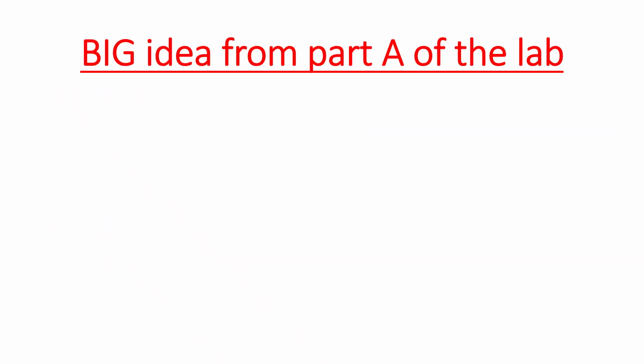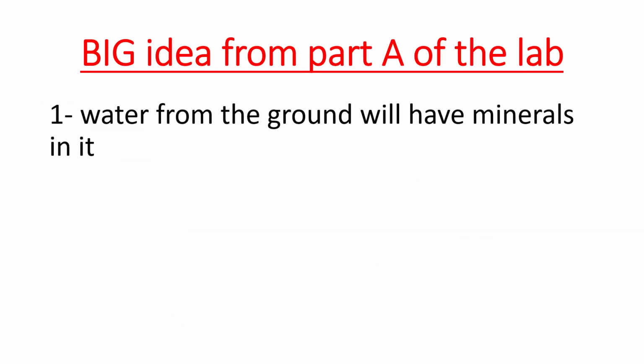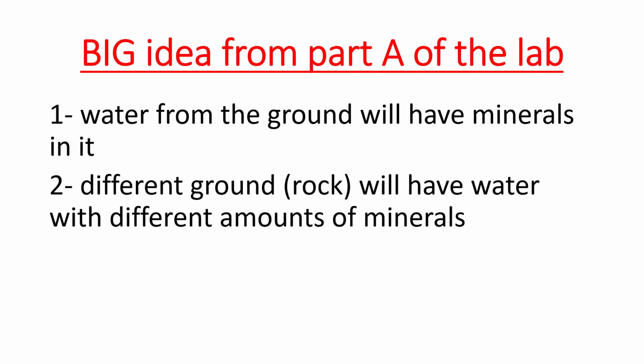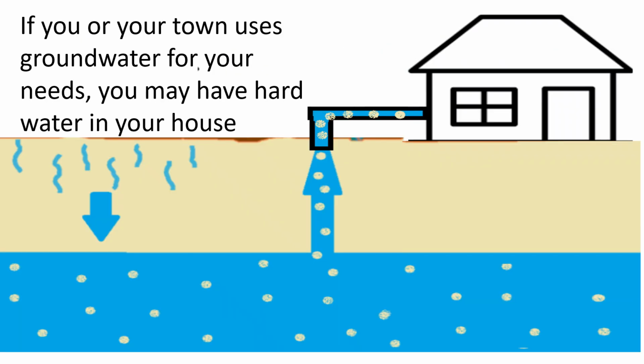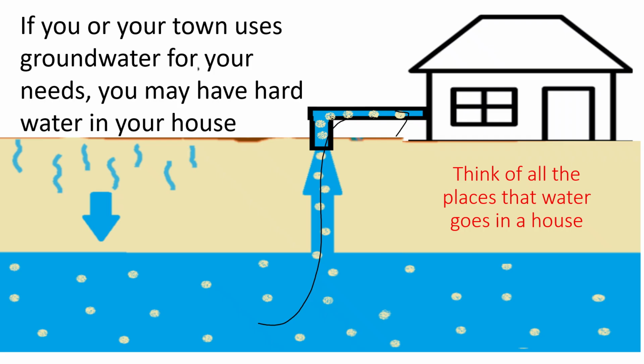So what do we see from part A? First of all, here's the big idea: water from the ground is going to have minerals in it because the water, as it moves through the rock, is going to pick up minerals. It's going to happen. But we also saw that different ground or rock will have different amounts of minerals that it allows to go into the water. Now, the implications for us: if your town or your house uses well water or groundwater for your needs, that means that as the water comes in your house, you've got the minerals in with the water that is moving through your house. Well, think of all the places that water goes in your house.